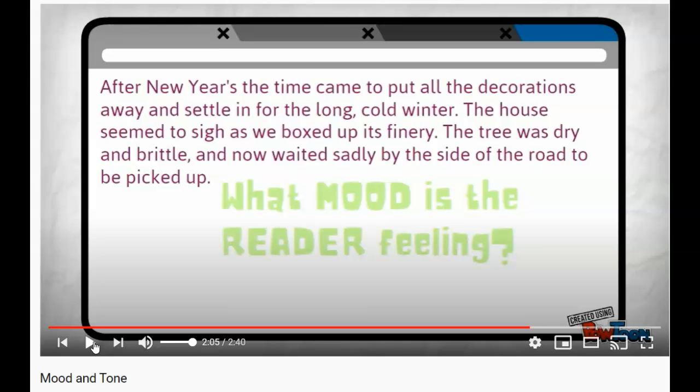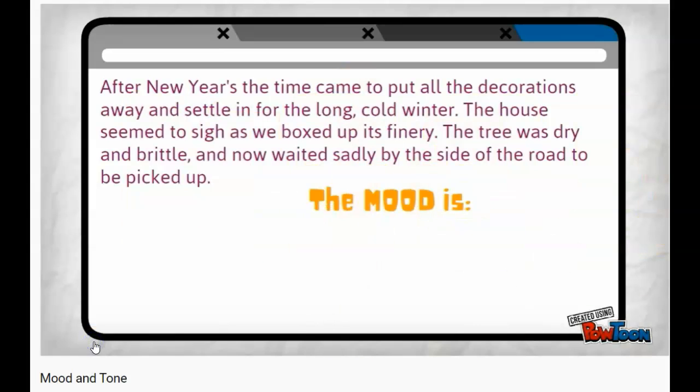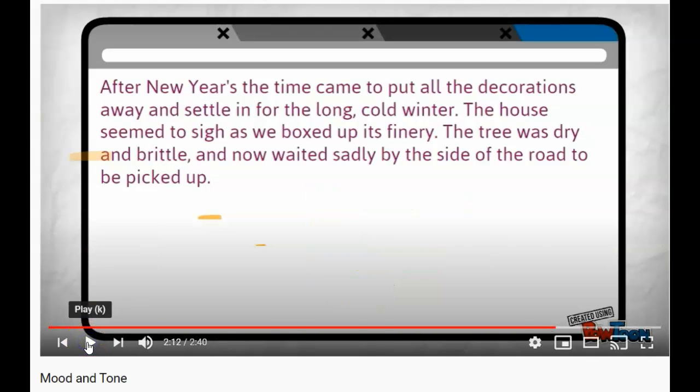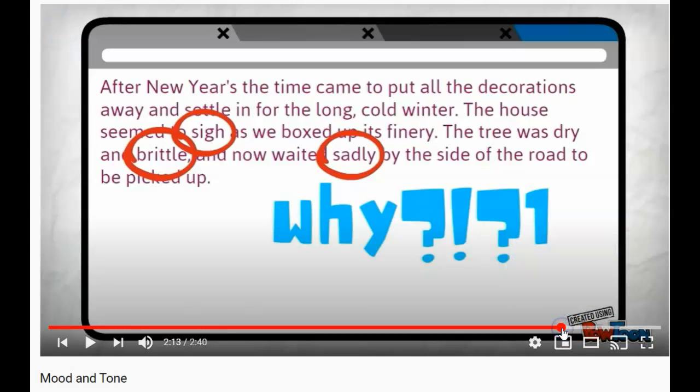What mood is the reader feeling? What mood are you supposed to feel as you read this passage? You should feel sad, depressed, or dreary. Here's why. The author used these words. They use the words sigh, brittle, and sadly. Those words should make you feel a little down.